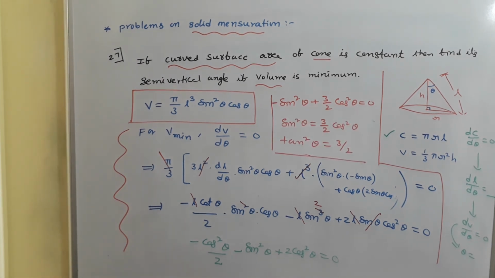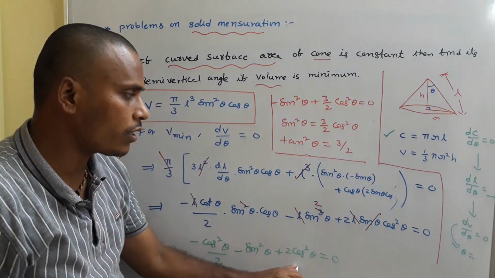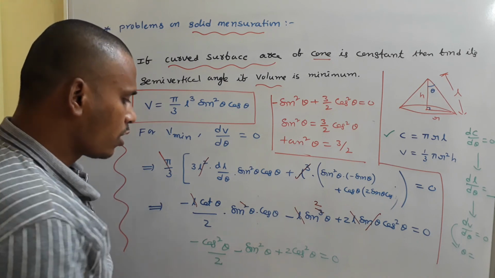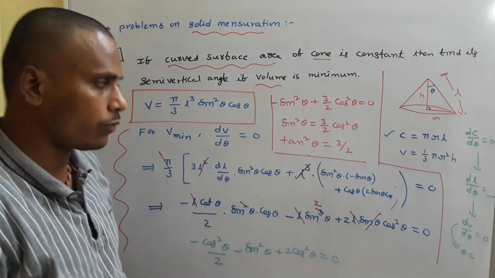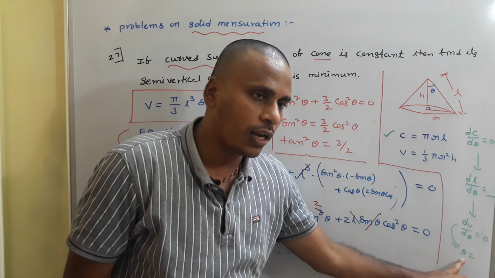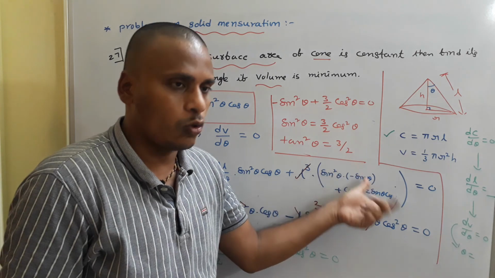Once again, just check this calculation part, okay? This is minus cos square theta by 2, this is minus sin square theta, this is plus 2 cos square theta. So from there, if you rearrange and calculate, you will get tan square theta is equals to 3 by 2. Our task is to find out semi-vertical angle at the end, and that theta is equals to tan inverse of root 3 by 2. Okay?